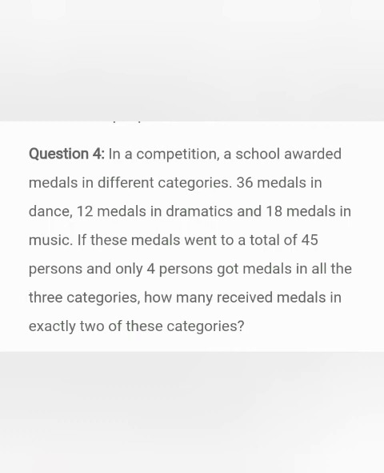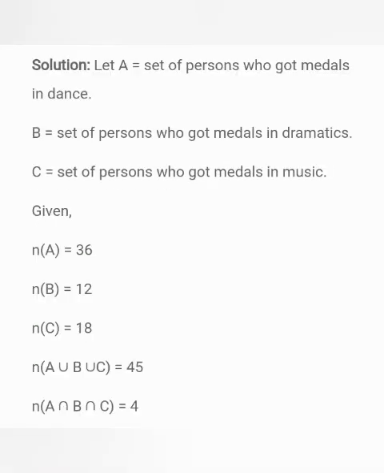Then again another question. In a competition, a school awarded medals in different categories: 36 medals in dance, 12 in dramatics, 18 medals in music. You can consider dance as A, dramatics as B, and music as C. These are three sets. Number of elements are given. Common elements are also given. Like you can see, number of elements in A is 36, B is 12, C is 18. Number of A union B union C is 45, A intersection B intersection C is 4. According to the question you are getting these values. Now using these values you have to find out whatever is asked in the question.